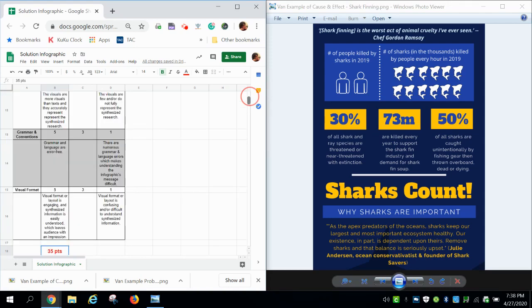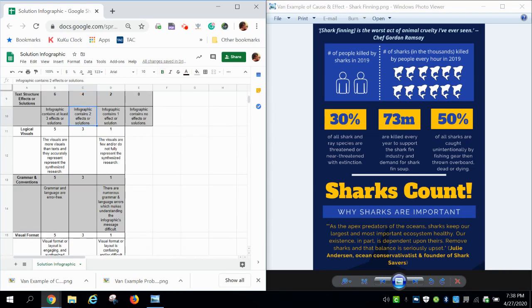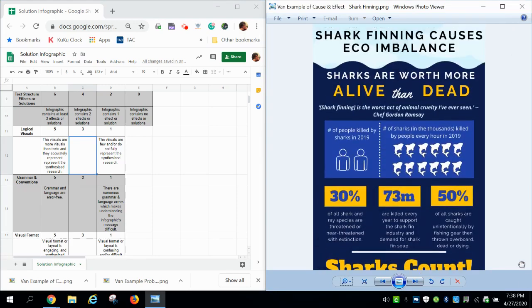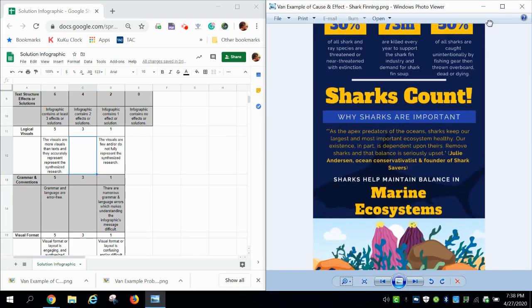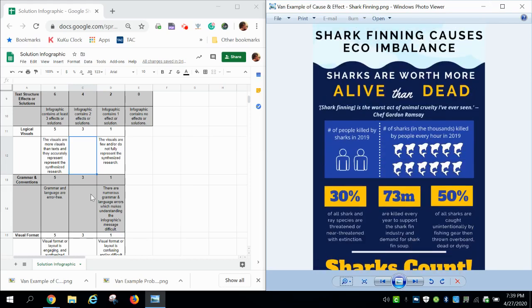If we go back to the rubric, looking at logical visuals here. The visuals are more visual than text. Again, we're looking for a balance there. And they accurately represent the synthesized research. I would say this is a pretty good example of balancing text and visuals. So this person would get a pretty high score here.